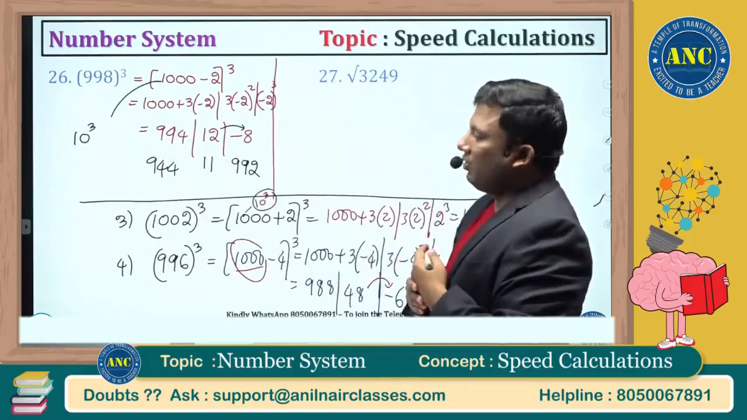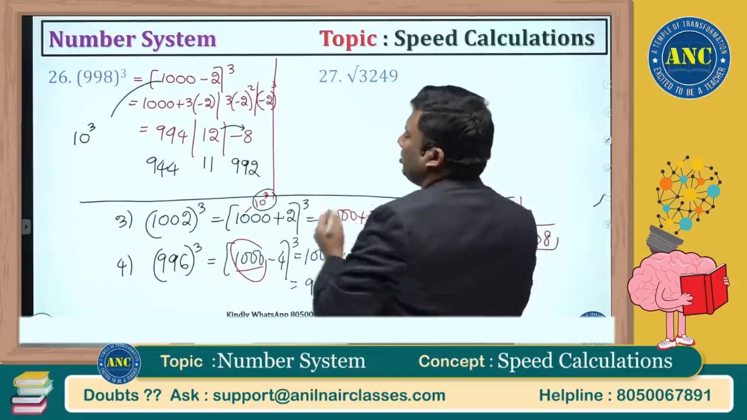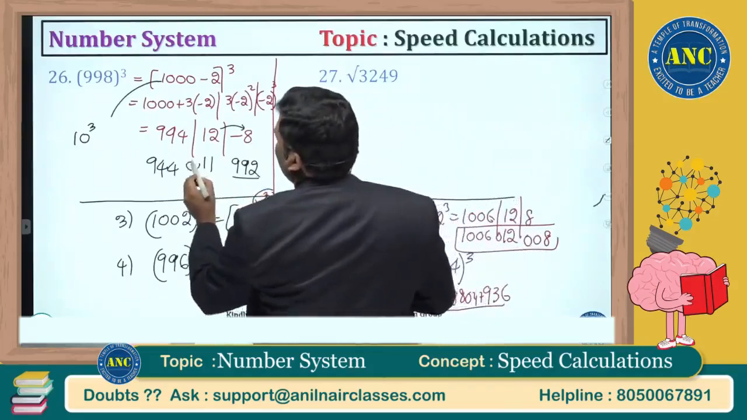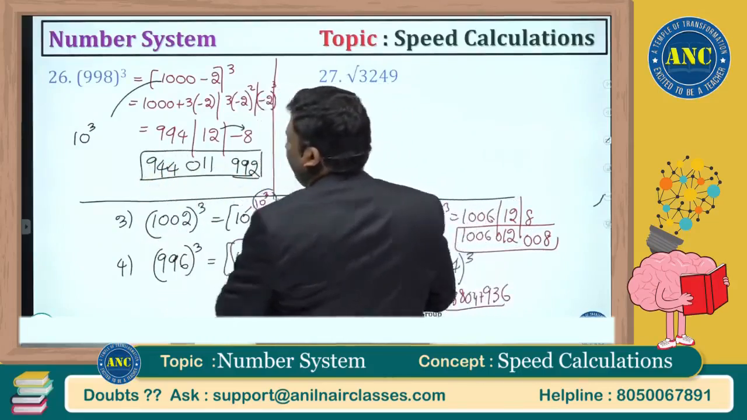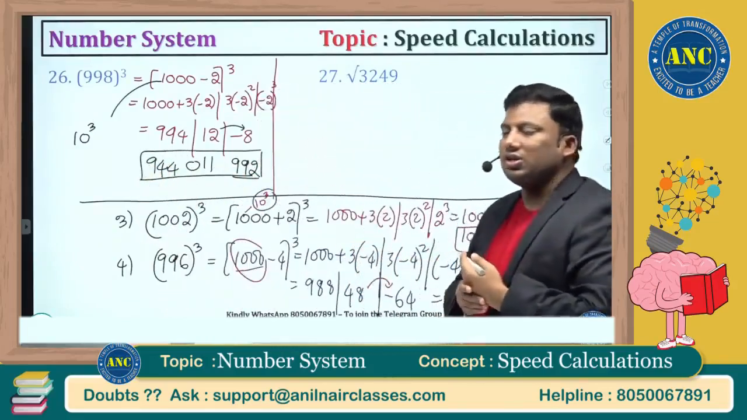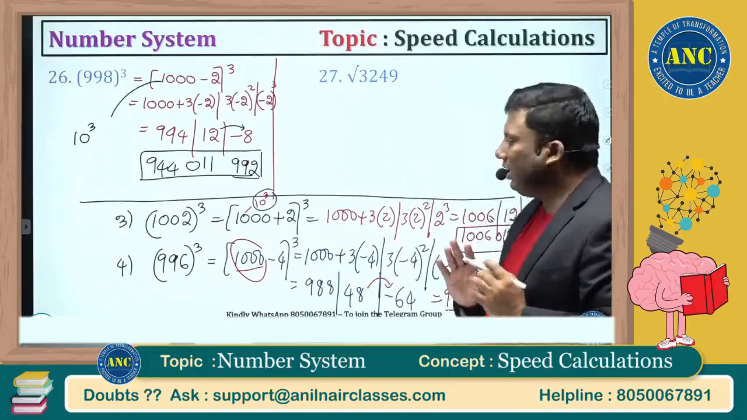Remember, 1000 is 10 power 3, so in the last two places we need 3 digits. 992 is 3 digits. 11 in 3 digits is 011. I hope the idea is clear.